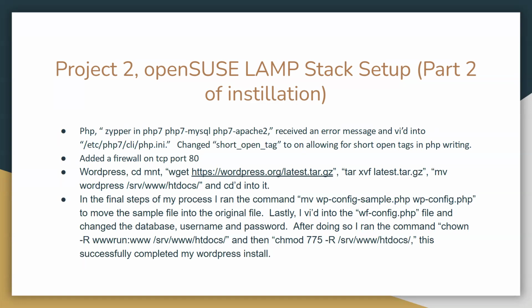Lastly is WordPress, the major part of this project. I first cd'd into the mount directory and then ran the command wget https, which you can read, and that got WordPress in. Then I extracted the file to get all the software, and moved WordPress into /srv/www/htdocs and cd'd into that.